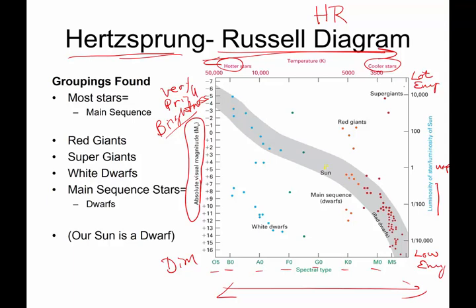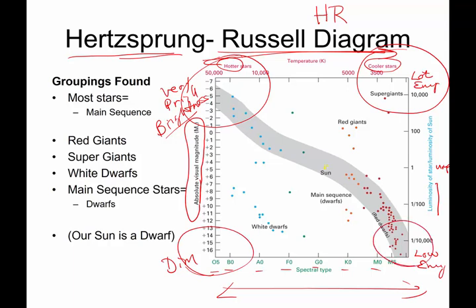So we have highly energetic cool stars up here. We have hot bright stars over here. We have dim hot stars in this corner, and we have dim cool stars in that corner.